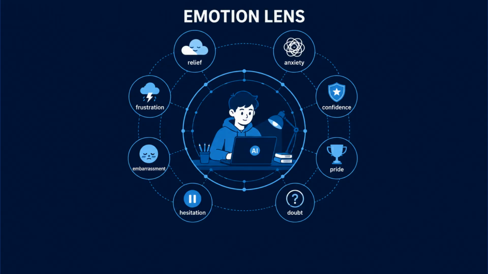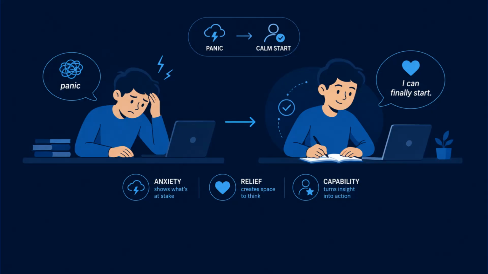Ask, what does someone feel while this is happening? For learners using AI tools, independence may involve relief, anxiety, frustration, confidence, embarrassment, pride, hesitation, or doubt. This layer matters because emotion often reveals what is at stake in the experience. A learner who says, "I can finally start without panicking," is not only describing tool use.